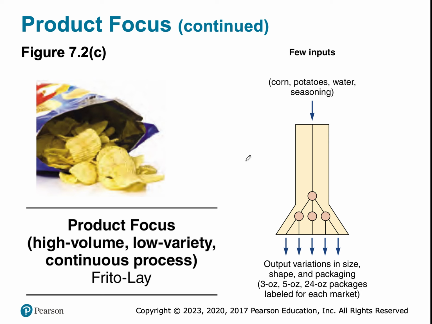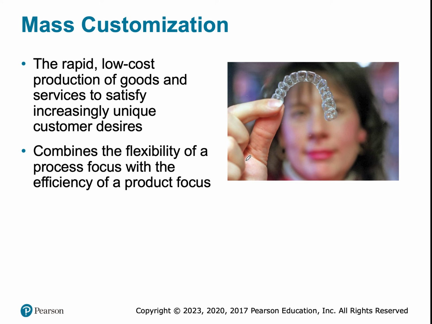You put a lot of inputs like the corn and the potato into the machine. The machine that you build, the factory machinery, is what brings about high fixed cost. But the variable cost is very low, like the cost of the corn, potato, water. These are not super high cost. Okay, the variable cost is low. And then you have high volume product, but low variation.